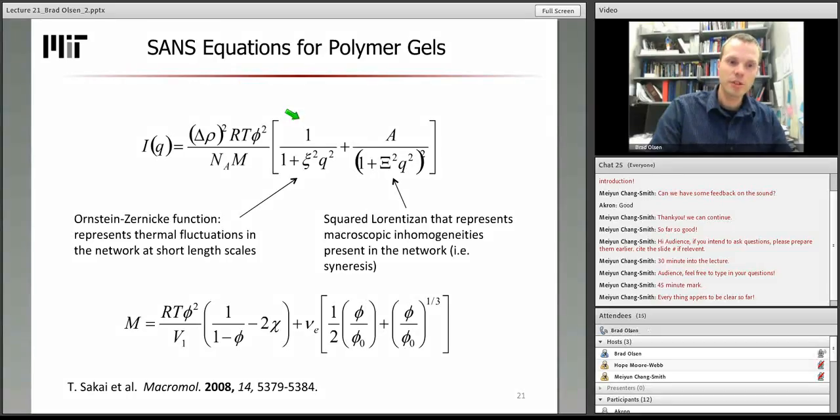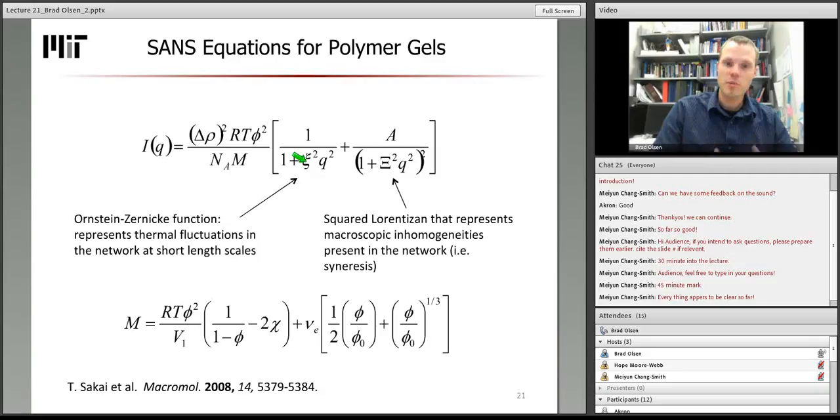There are 2 other terms. One is an Ornstein-Zernike function, which has essentially one of its parameters as this Greek letter ξ, the correlation length. This Oz function represents thermal fluctuations at short length scales. So this is the fluctuations on the order of these pores in the net or meshwork of the polymer gel, the fluctuation of the polymer chains and the fluctuation of the junction positions.